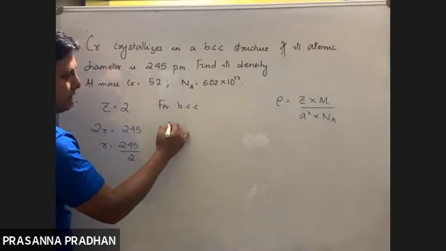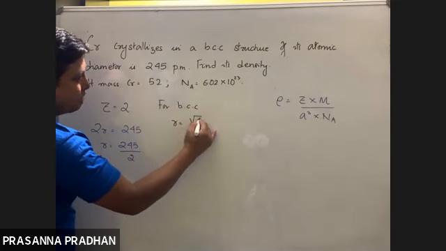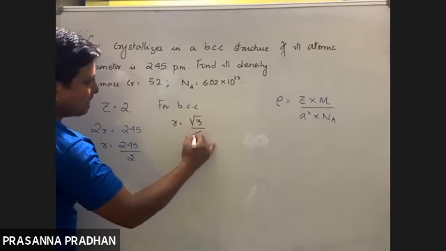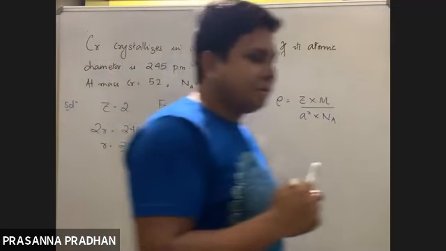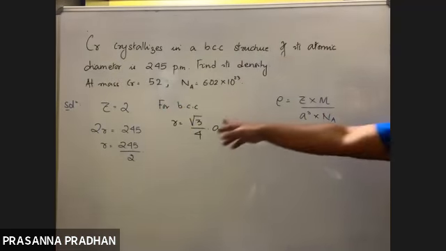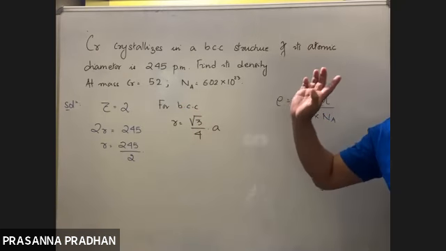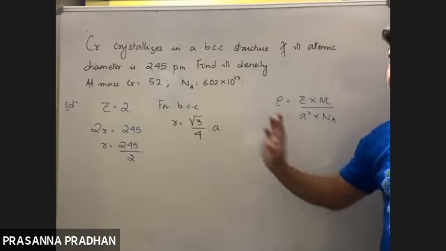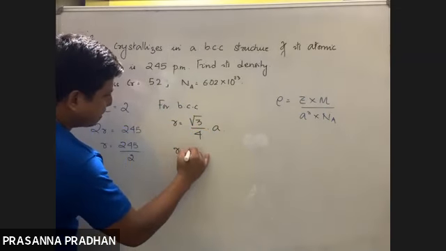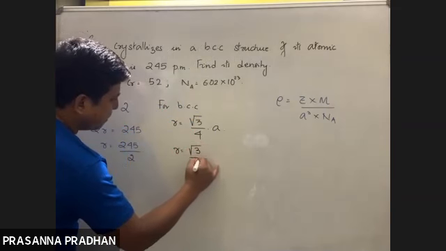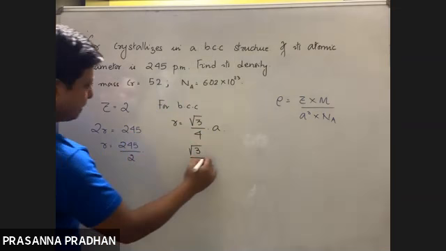For BCC, R equals root 3 by 4 A. Consider it rote learning in simple language. Memorize this: BCC, FCC. For FCC, R equals A by 2 root 2. For BCC, R equals root 3 by 4 A. So I know the value of R. So R equals root 3 by 4 into A.